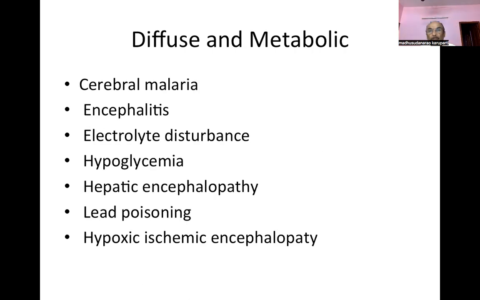There could be diffuse or metabolic causes. Cerebral malaria, encephalitis, electrolyte disturbances, lead poisoning, hepatic encephalopathy and hypoxic ischemic encephalopathy are some of the causes that explain decerebrate rigidity.